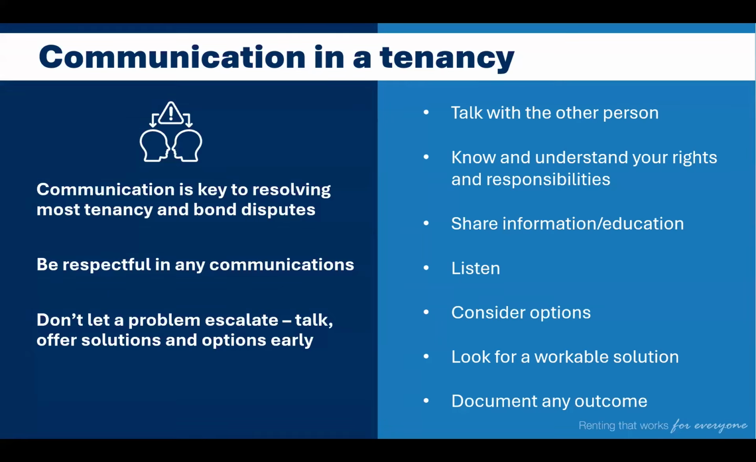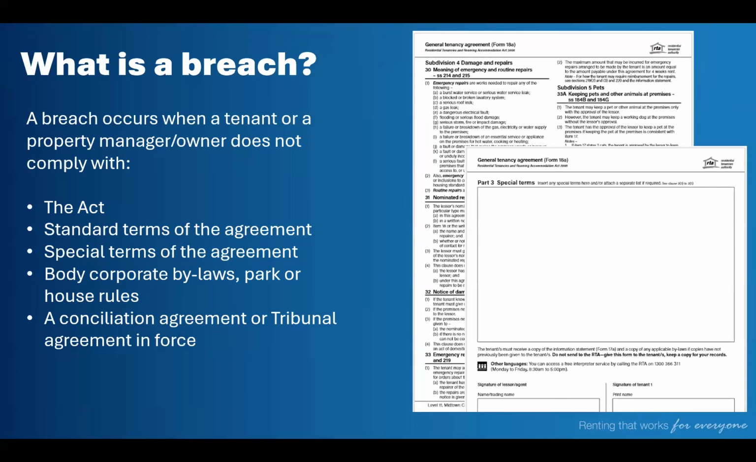Now let's talk about breaches. So at the start of a tenancy, parties sign an agreement that contains the terms that the parties should abide by throughout the tenancy. The standard terms and any special terms will be set out in the agreement, and any body corporate bylaws for a tenant living in a flat, unit or a townhouse that is covered by body corporate bylaws, park rules for tenants living in movable dwelling parks or house rules for residents living in rooming accommodation also form part of the tenancy agreement.